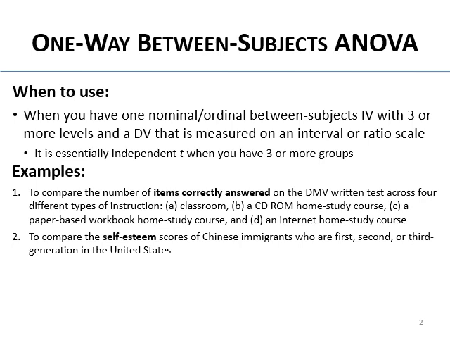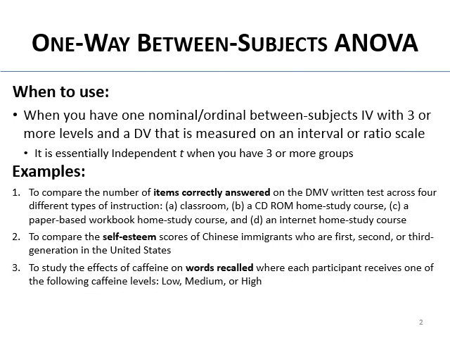How about studying the effects of caffeine on words recalled, where each participant receives one of the following caffeine levels, either low, medium, or high caffeine. The DV is words recalled, which is ratio, but close enough to interval/ratio. And the independent variable is 3 levels, low, medium, or high. Each person only gets one of those, so it is indeed a between groups design with 3 or more levels and an interval/ratio DV. That is between subjects ANOVA.